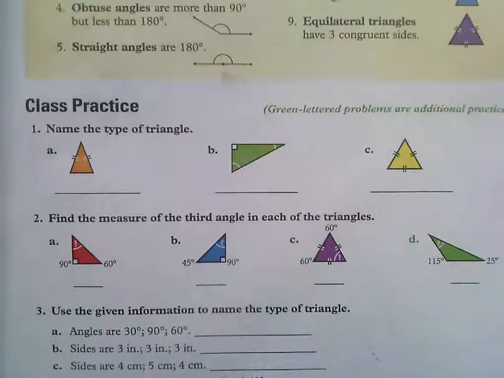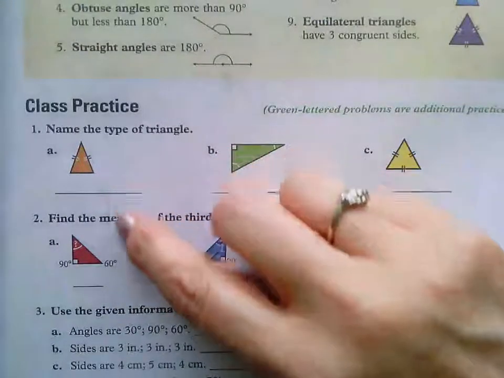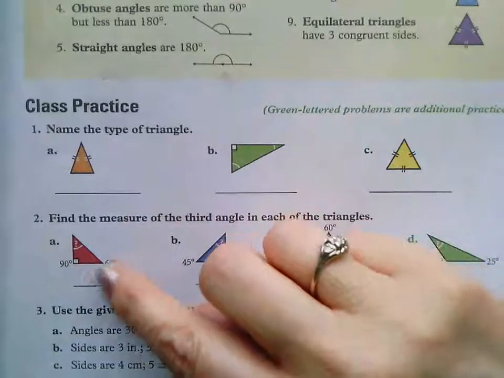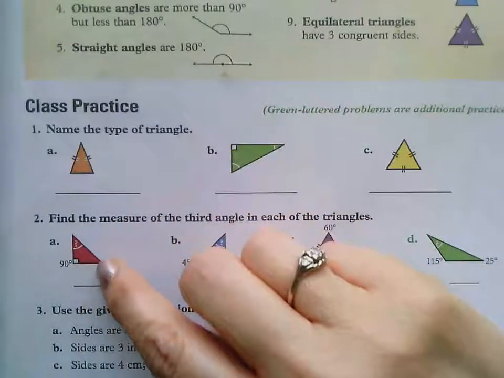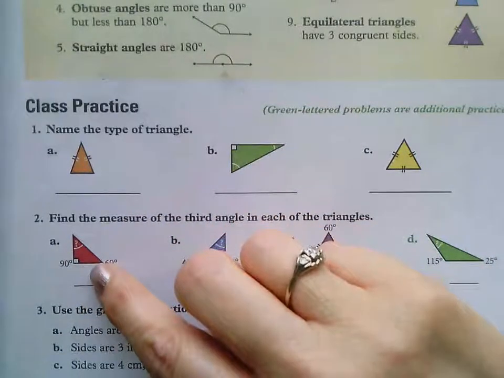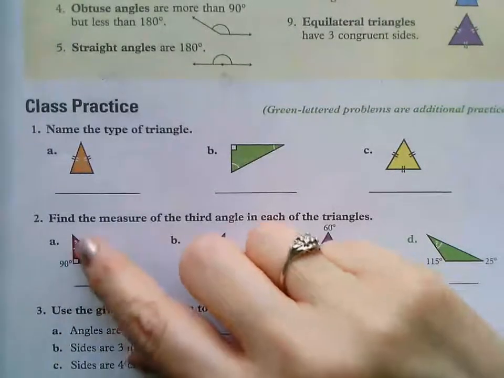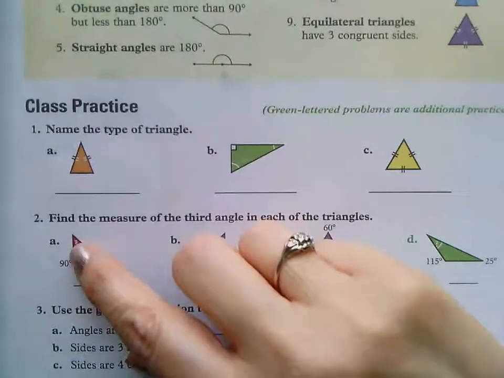How can we do this? All right, let's look at A. They give us one is 90 and the other is 60. By the way, it has a 90-degree angle, so what kind of triangle is this? It is a right triangle. All right, what is this third one? How can we figure it out?